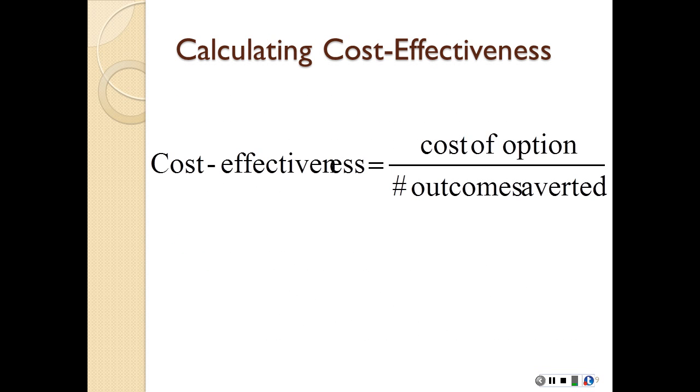So, just as a depiction for cost effectiveness, we take the ratio of how much does it cost and how much outcomes were averted, or how much disease did we manage to avert? How many life years did we save? And we take that ratio and compare intervention A to intervention B.